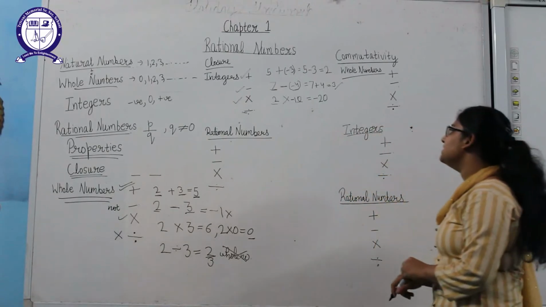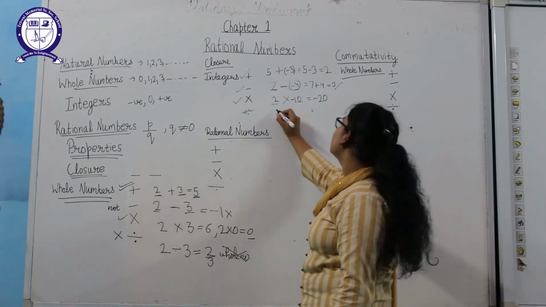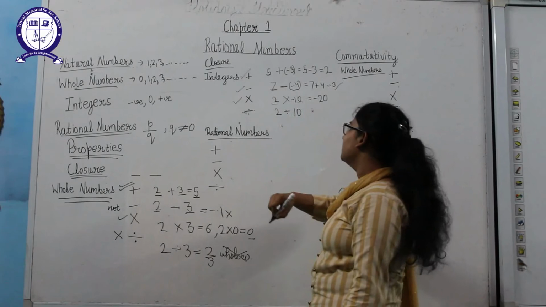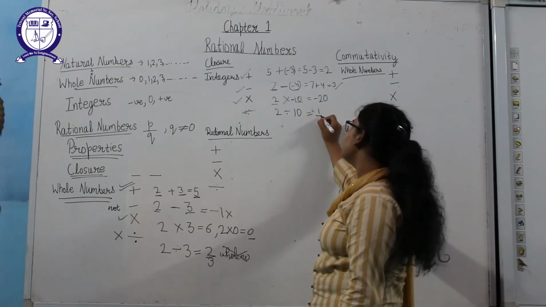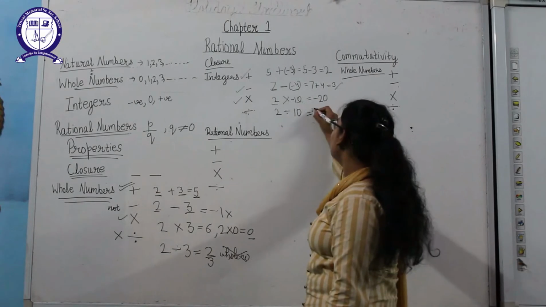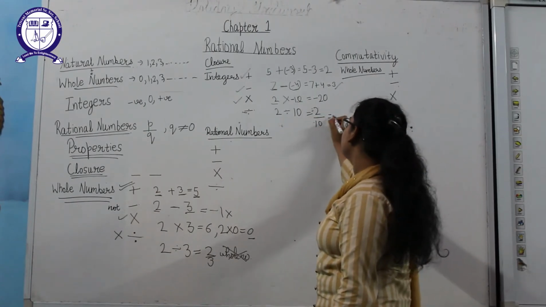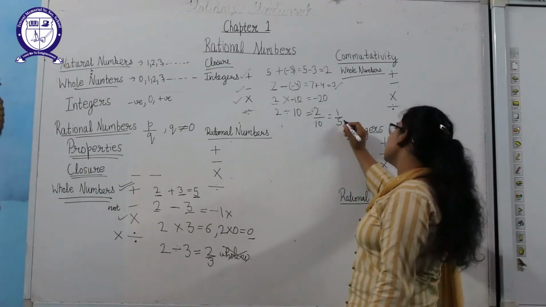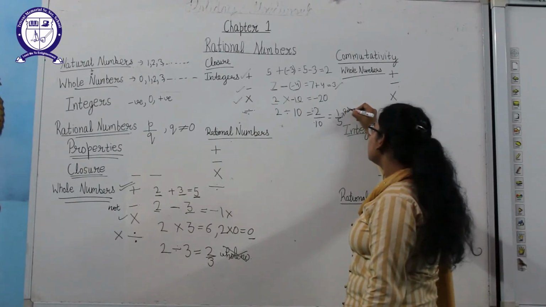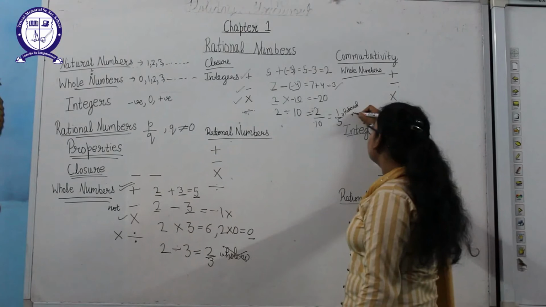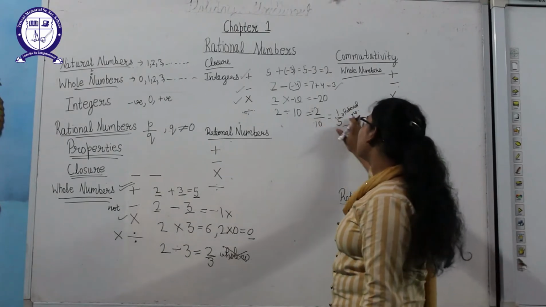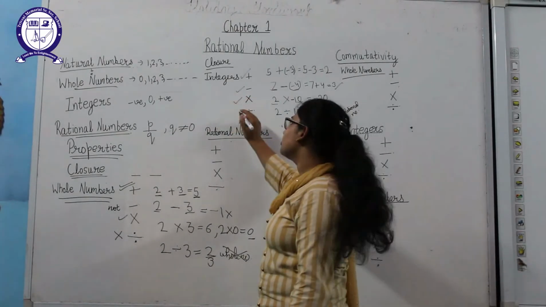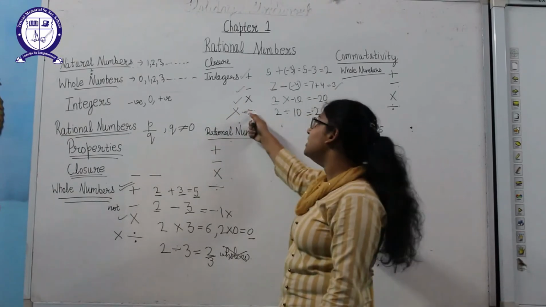Now we'll talk about division. What about division? Take any of the integers, we are taking again 2 divided by 10. What will we get? We will get 1 by 5. 2 upon 10 will be 1 by 5. Is 1 by 5 an integer? No, 1 by 5 is not an integer, it is a rational number, means in the answer of division of 2 of the integers, we are getting a rational number. So we will say that integers are not closed under division.